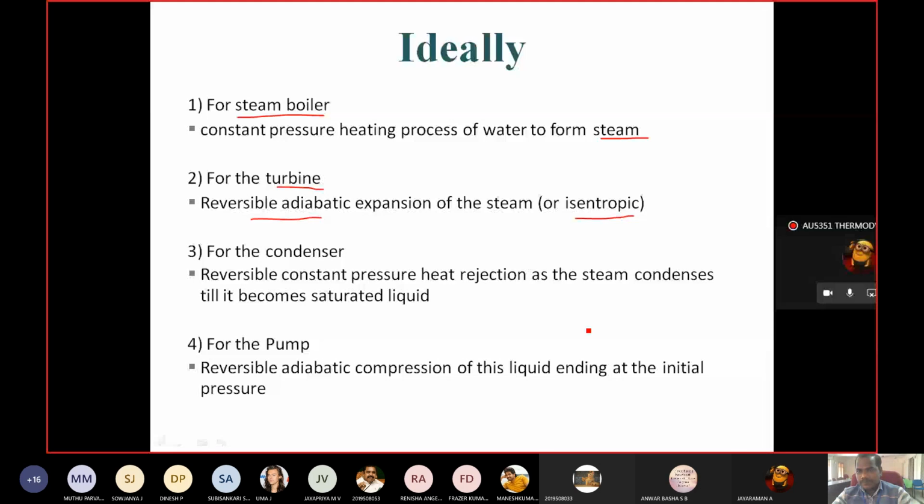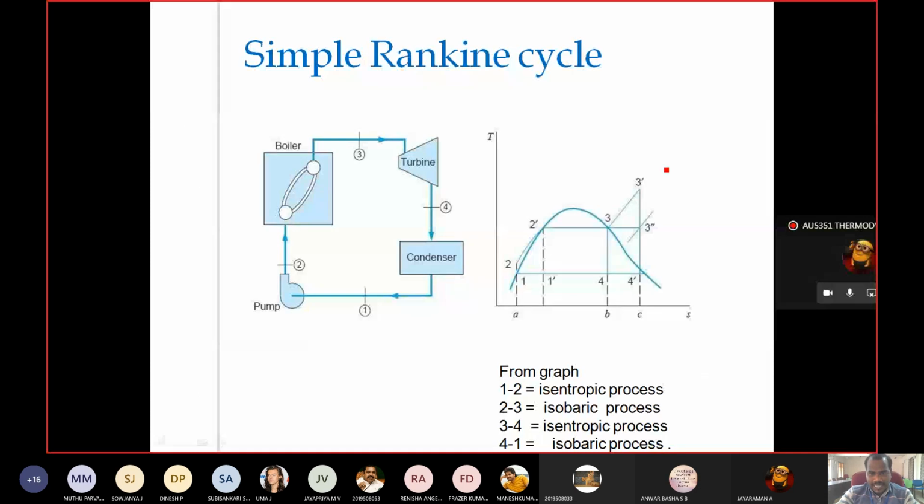Then this will give you the cycle of a Rankine cycle and the TS diagram of the Rankine cycle. So these are the processes of our Rankine cycle. If you consider this point as 1, this is the initial stage. The pump process is an isentropic process, that we discussed. Then in the boiler, an isobaric process, that is a constant pressure process, will happen to produce steam. Then in the turbine, we have an isentropic process again, right? Then in the condenser, we have again an isobaric process, right? So these are all the processes involved in the Rankine cycle.